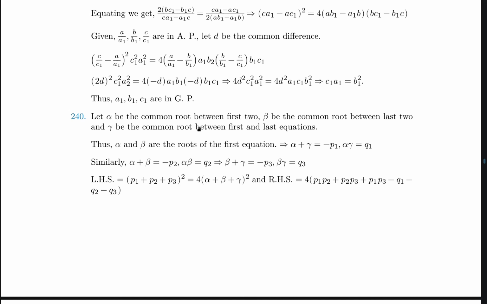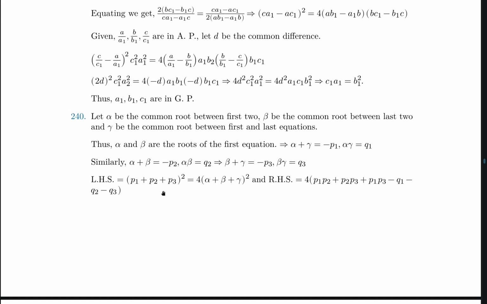If you look at this, this should be gamma, this is not alpha. Gamma is the common root between first and last, and alpha is between the first two. So alpha plus gamma is equal to minus p1, alpha gamma is equal to q1, and similarly we have alpha plus beta and beta plus gamma.